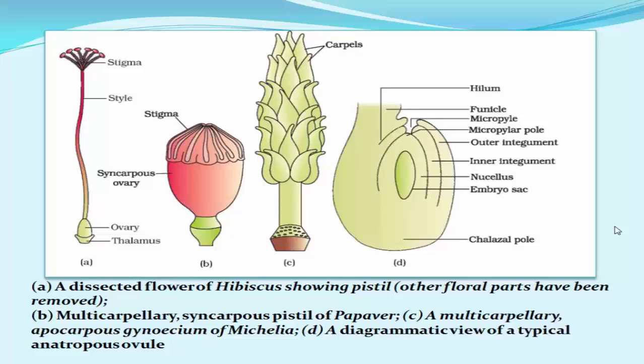Two more important terms here. Syncarpous pistils are fused in condition. In the diagram, the example shown is Papaver. When the carpels or pistils are free in condition, it is apocarpous, and the diagram shown is of Michelia. The typical pistil consists of three important parts: stigma, style and ovary.